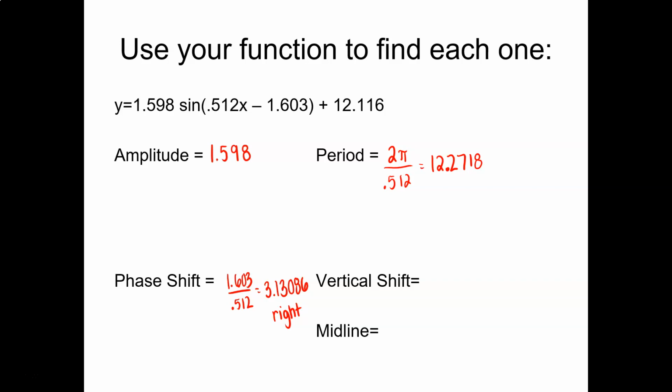And Blaine, what about our vertical shift or our midline? Those really kind of go together. It's our 12.116 up, which means our midline is y equals 12.116. Okay, any questions on finding those? Exact same as we've been doing, you just have decimals with them. And I'll talk about what they mean for the problem.